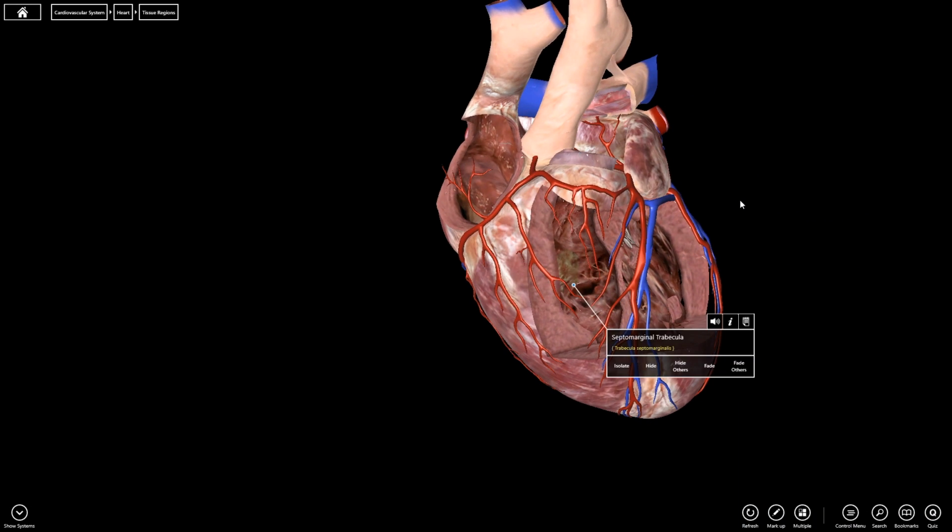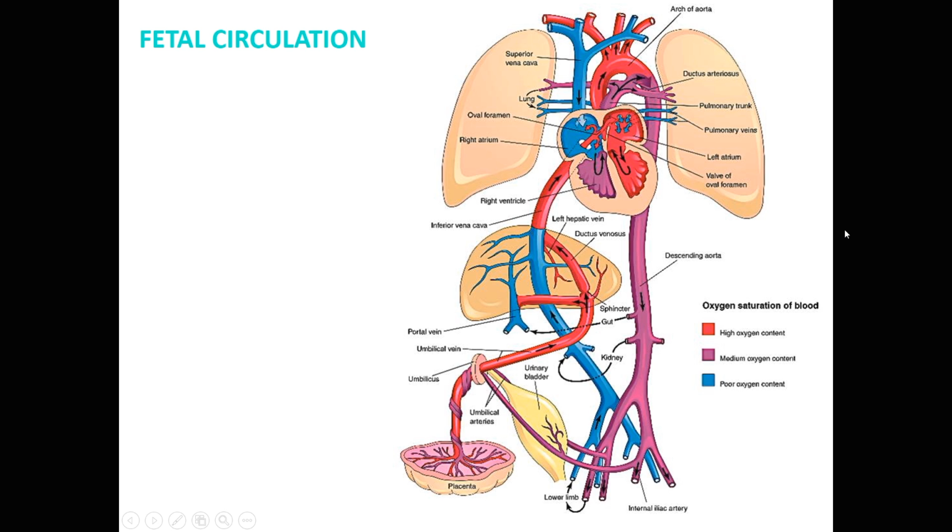Let's head back to the clinical. So now a little bit about fetal circulation. Fetal circulation is very important to understand, not only for anatomy but also physiology. It helps you orient a little bit about how a baby develops and how it survives in the womb when it has no oxygen to breathe through its lungs.